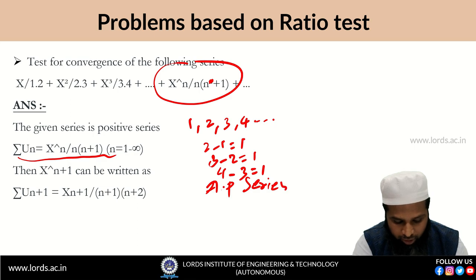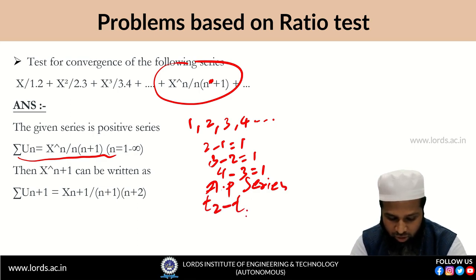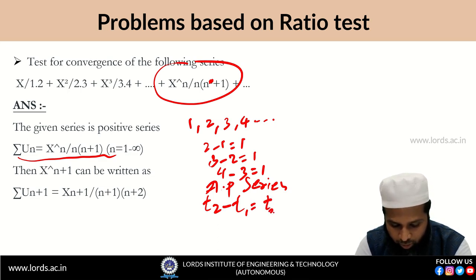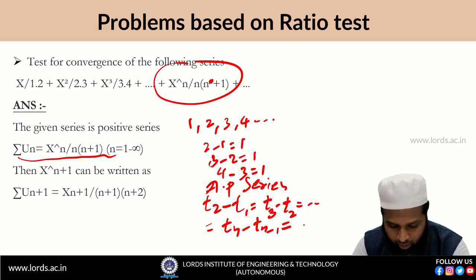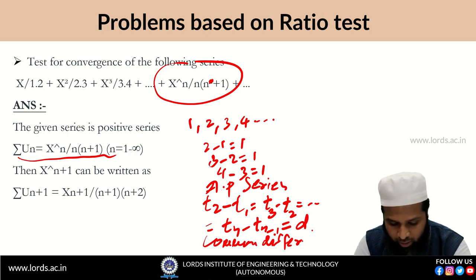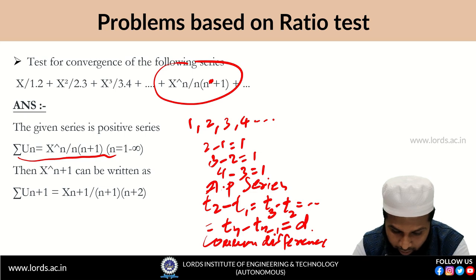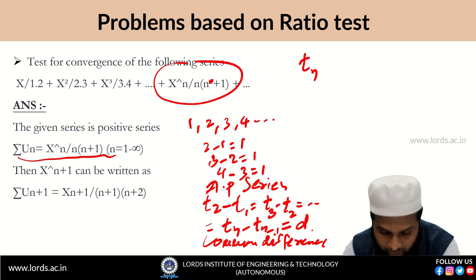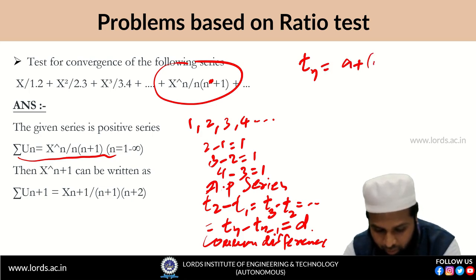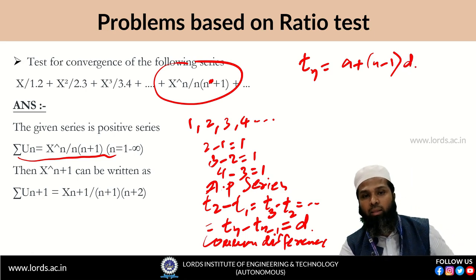we discussed this. If the second term minus the first term is equal to the third term minus the second term, and so on, that is, tn minus tn minus 1, all are equal, then you call this small d, and that small d is called the common difference. So we can say that if this difference is the same, for example, 3 minus 2 is the same, then this series is in AP. And we have a standard formula to find the nth term of the AP series. The formula is tn equal to a plus n minus 1 times d. This is the formula for finding the nth term of the AP series.